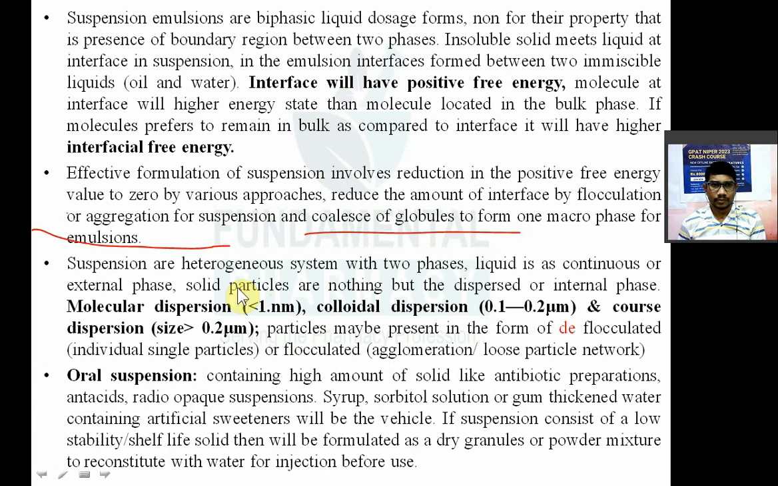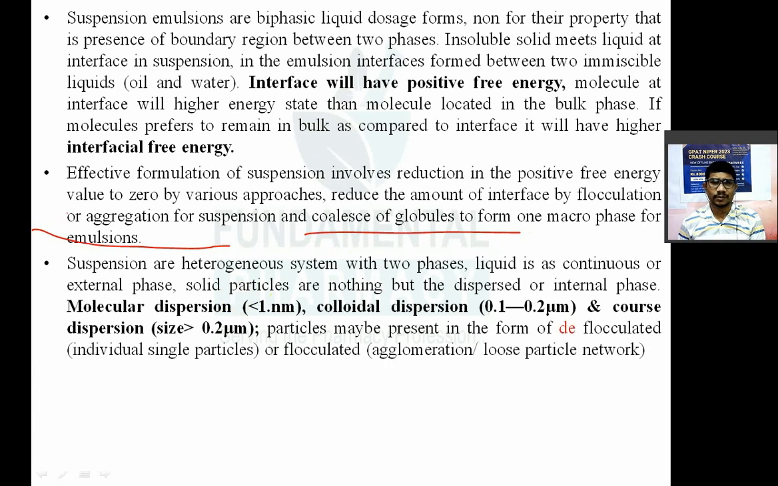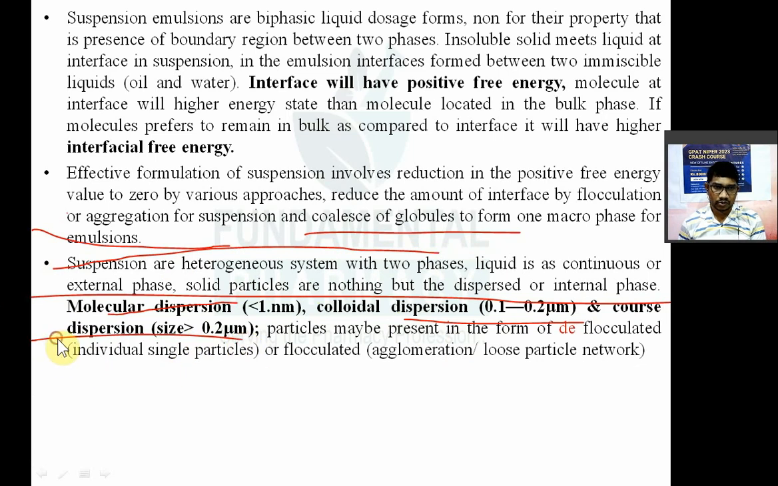Right? Now suspensions are nothing but a heterogeneous system of two phases. Liquid is known as the continuous phase or external phase. Solid is known as the dispersed phase or internal phase. Now, molecular dispersion will have a particle size in the range of less than 1 nanometer. Colloidal dispersion will have 0.1 to 0.2, and coarse dispersion will have a particle size of more than 0.2 micrometer. That is suspension. इसको ही suspension बोलते हैं, coarse dispersion.